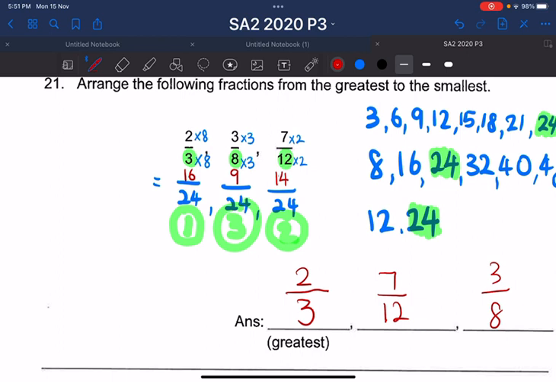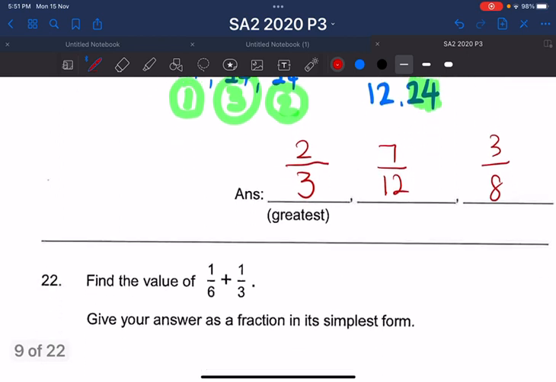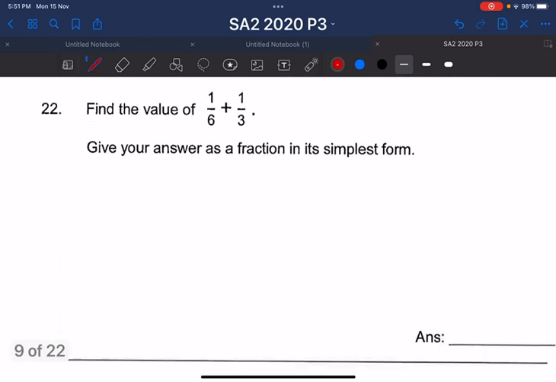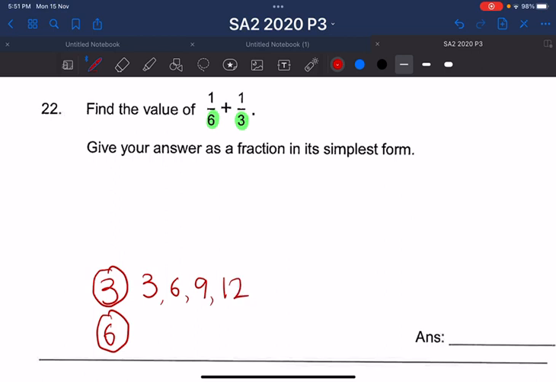Okay, now question number 22. Find the value of 1/6 plus 1/3. So similarly, we have two numbers here, 6 and 3. What we're going to do is try to see what is the times table on these two numbers that repeats in both. Okay? 3, 6, 9, 12.